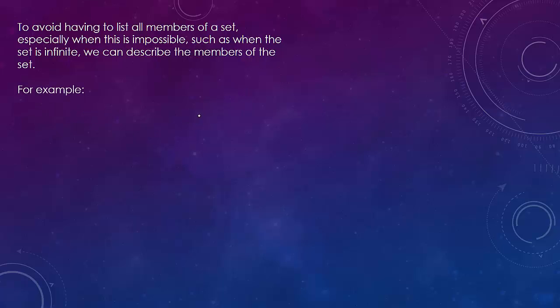For example, suppose that A is the set of all natural numbers, so that's the counting numbers 1, 2, 3, 4, and so on, and we know that that's an infinite set. This says that the set A is all of the natural numbers, starting at 1 and going up.